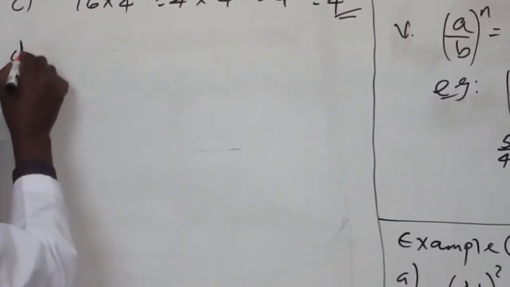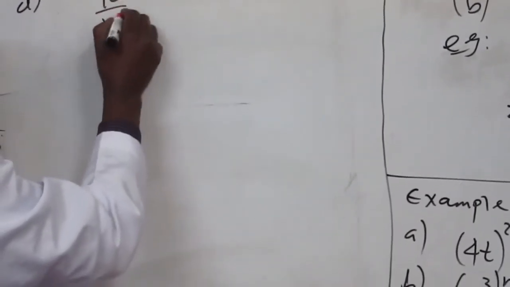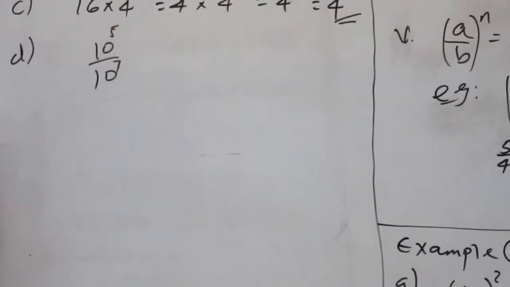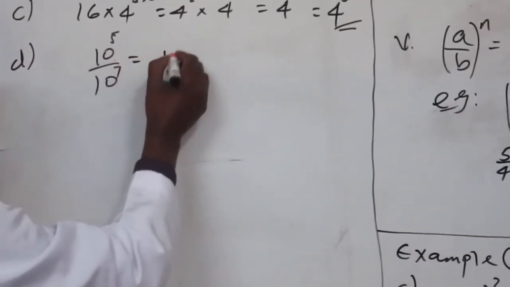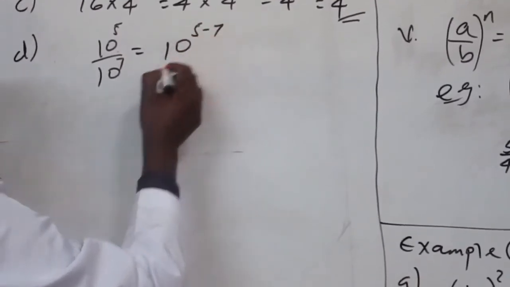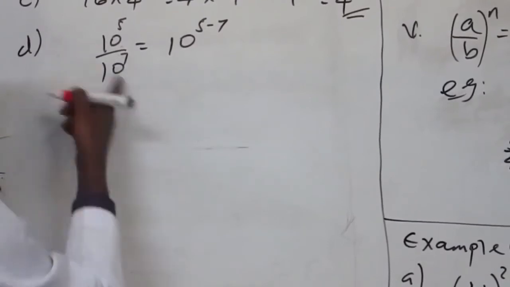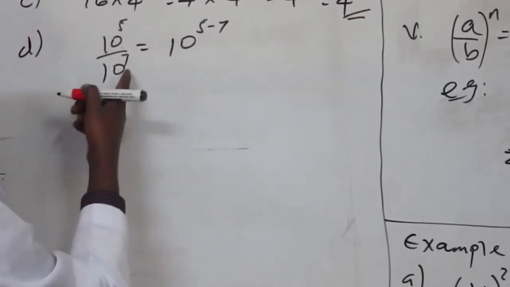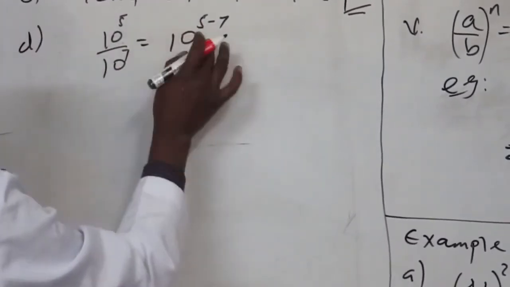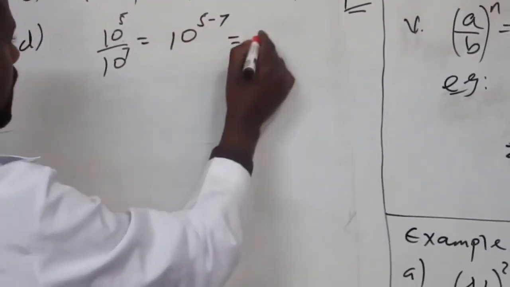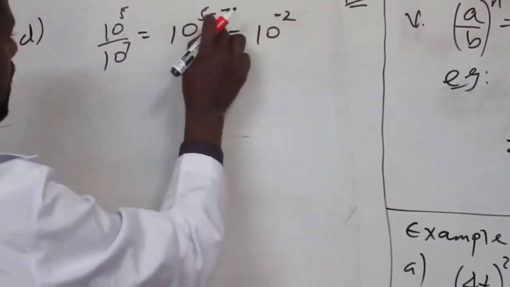(d) says what? 10 to the power of 5 divided by 10 to the power of 7. This means dividing powers with the same base. This means 10 to the power of 5 minus 7, because when you divide powers with the same base and different exponents, take the denominator's exponent from the upper one and subtract it. That means 10 to the power of 5 minus 7, which is equivalent to 10 to the power of negative what? 2. 5 minus 7 is negative 2.